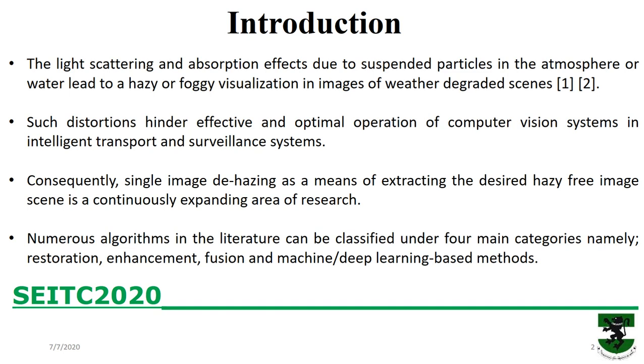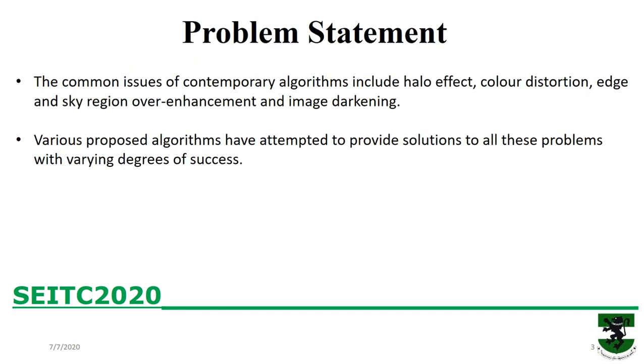Several algorithms exist in the literature and can currently be classified under four main categories, namely restoration, enhancement, fusion-based, and machine or deep learning-based methods. Although several algorithms already exist, they still suffer from problems such as halo effect, color distortion, edge and sky region over-enhancement, and image darkening. Some algorithms have also been proposed to solve some of these problems. However, they have varying degrees of success.